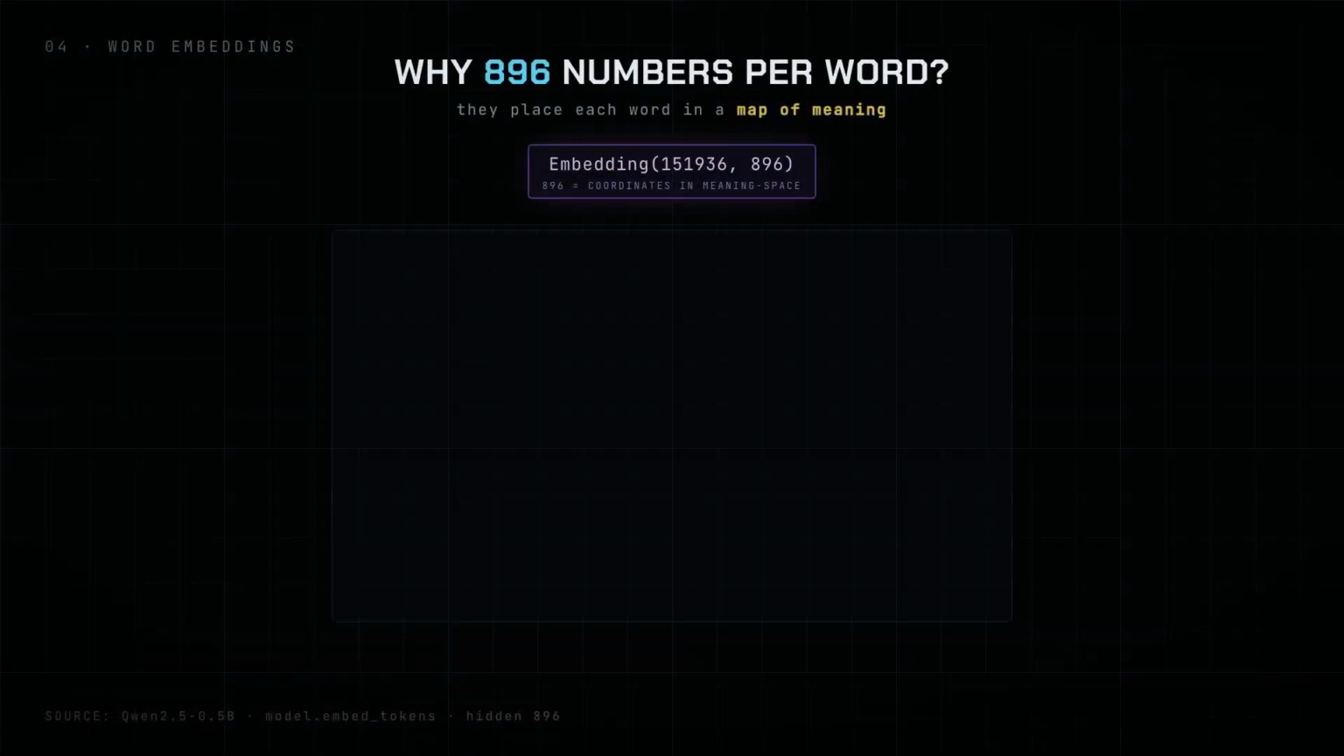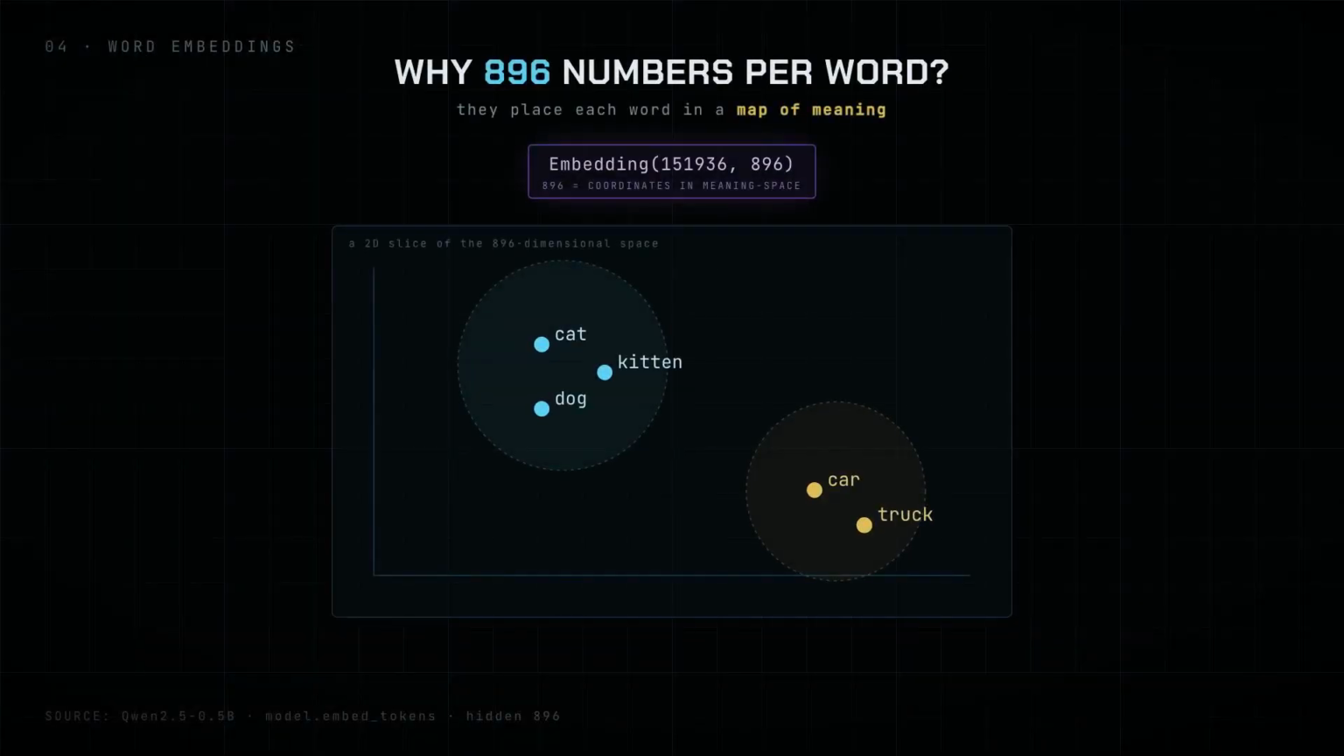So why 896 numbers per word? Because together they place each word in a vast map of meaning. Words that mean similar things land close together. Cat near kitten, far from car. This is where language becomes geometry.